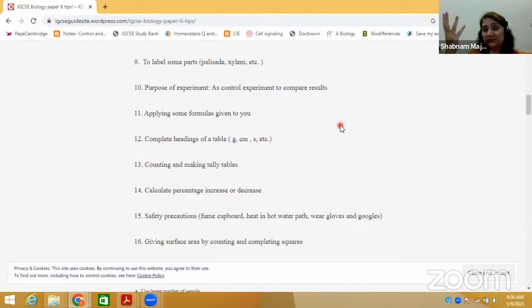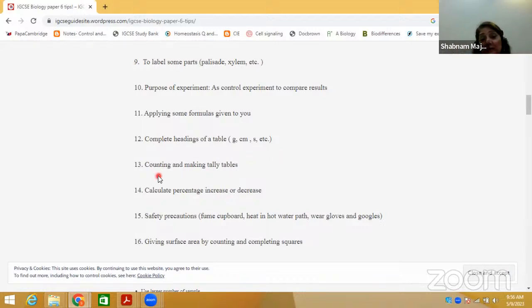For example, for temperature, you should take a minimum of 5 readings so that you can easily make a graph as well. Complete the headings of a table: gram, centimeter, second, whatever is given. For a stopwatch, you should identify whether it is a burette, a measuring cylinder, what type of apparatus is given: a test tube, a beaker, a stopwatch, a digital scale, a timer, or blood pressure equipment.